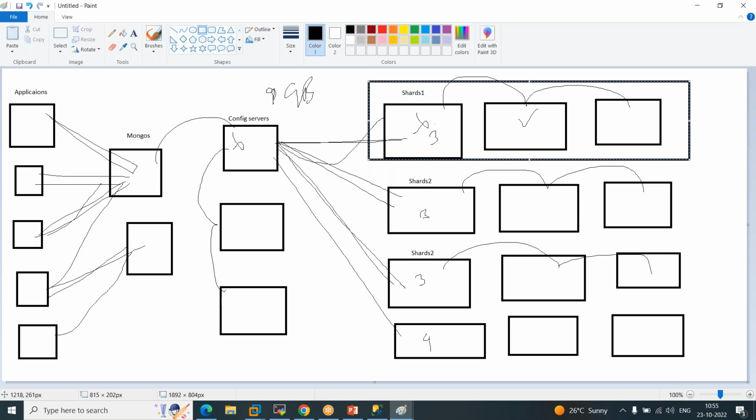Second point is the availability of the data is more than the RDBMS. How do I say? Because here each copy has multiple shards, multiple replicas. In fact, whatever chunk I have, it is copied here. If it goes down, the copy will give the availability. That is one thing.